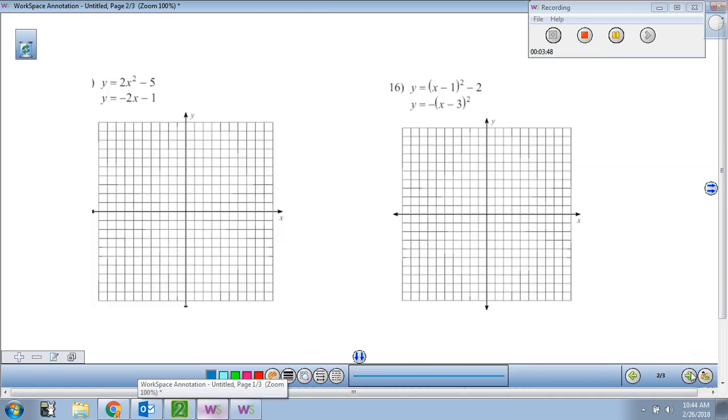All right, the next thing that we're going to do is systems of inequalities.